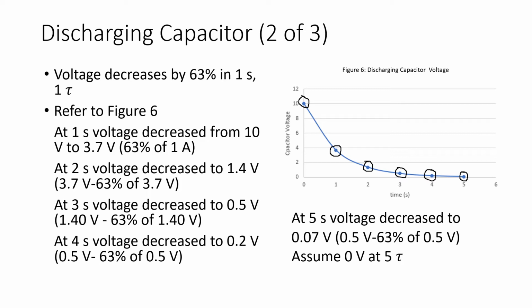Now again, the capacitor voltage will never reach 0 volts, because this again is an exponential decay. In each time constant, the voltage reduces by 63%. It will never reach 0. However, we assume that at 5 time constants, the capacitor voltage has reduced to 0 volts.